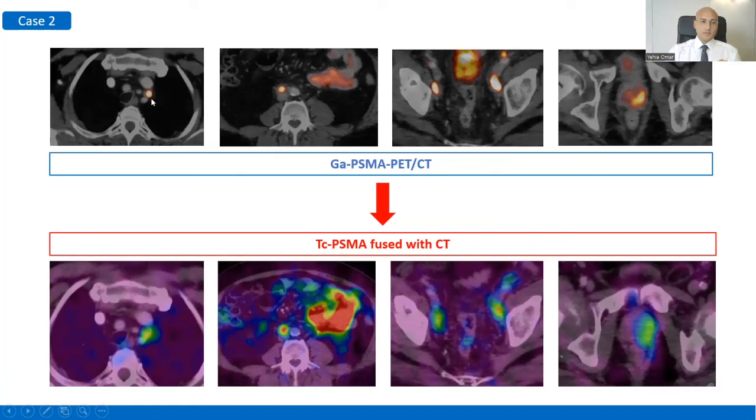So this is the superior mediastinal node, here it is, and here it is in the technetium. So again, most of the lesions are seen in the fusion, but with lesser details and lesser quality. And of course, again, that's due to the difference between the SPECT cameras and PET-CT cameras. But again, most of the lesions are seen from the fusion images.